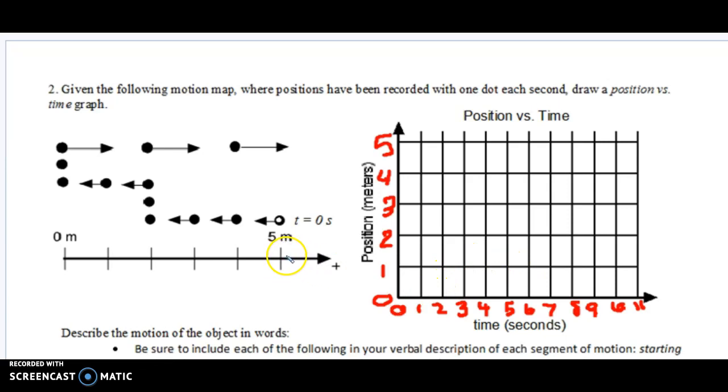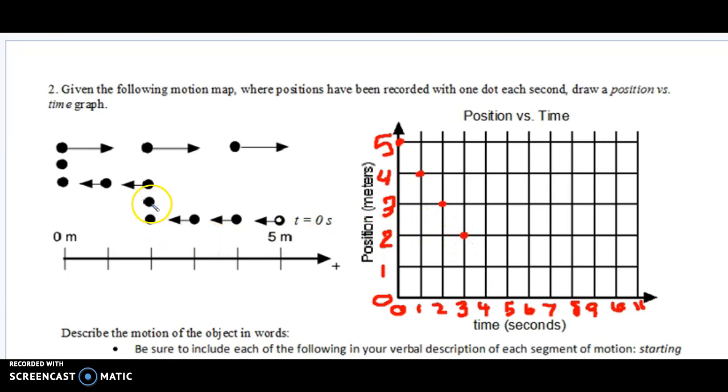All right, next thing that I'm noticing is that at time 0, my position is 5 meters. So I'm just going to make a dot right there. 1 second later, I'm at position 4 meters. 1 second later, I'm at position 3 meters. 1 second later, I'm at position 2 meters.